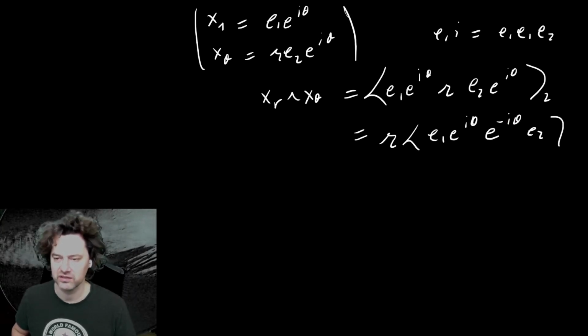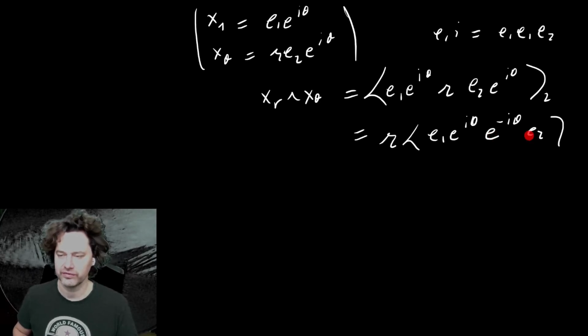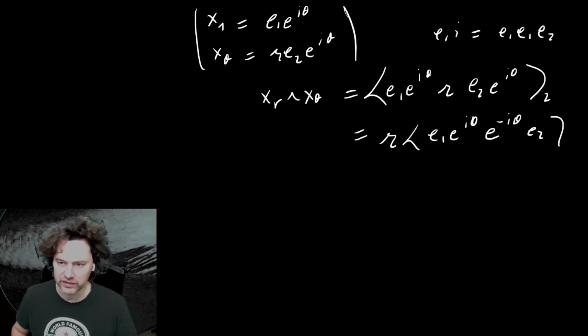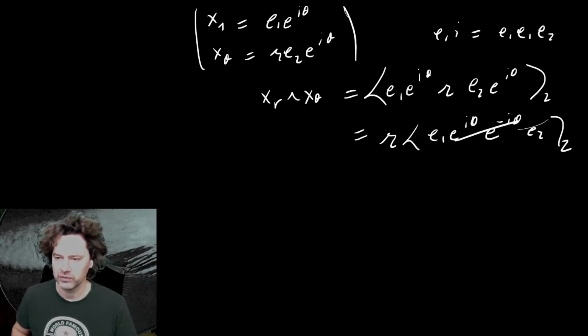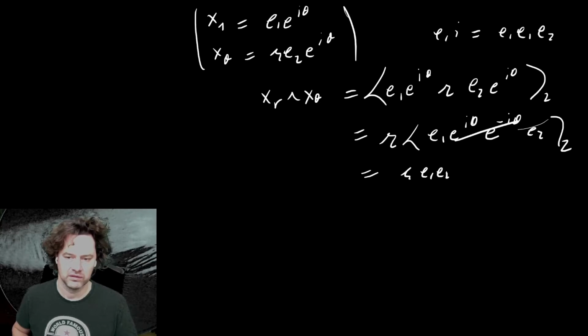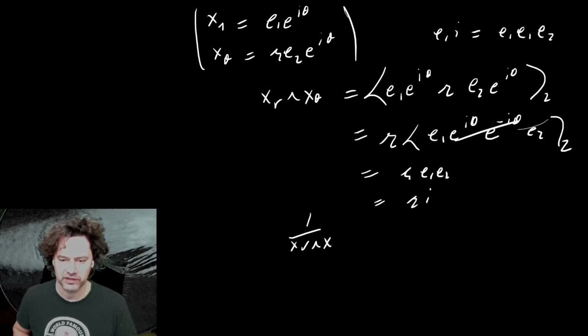We conjugate the complex exponential, we flip sign, when we permute, and sure enough, those are killed. Our grade 2 selection is just left with the product of e1 times e2, so we have our e1 e2, or r I. So 1 over x_r wedge x_theta is 1 over r I, which is minus I over r.